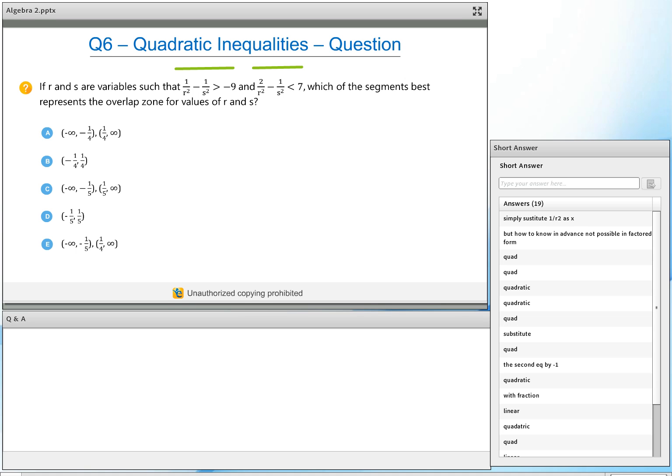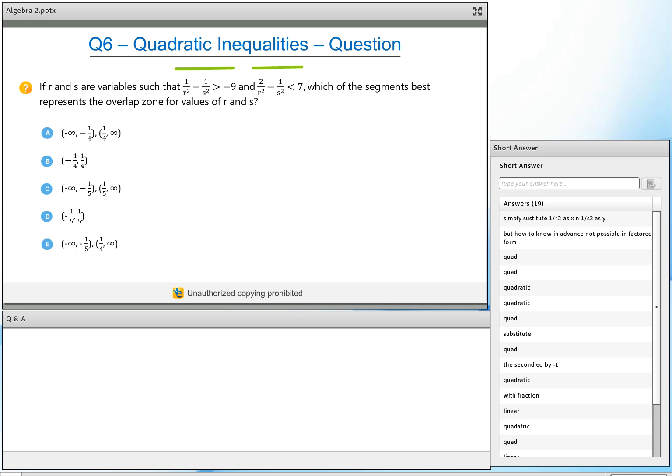Okay, so I want you to substitute 1 by r square as x, and likewise 1 by s square as y. When you do that, you will get it in the form of a linear inequality. You solve that and then move on to bring r square back into the picture. So I've given you this hint.